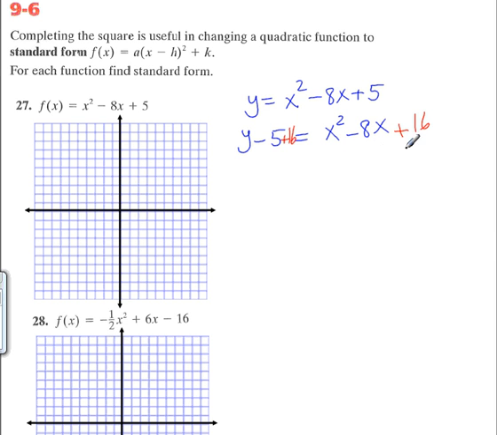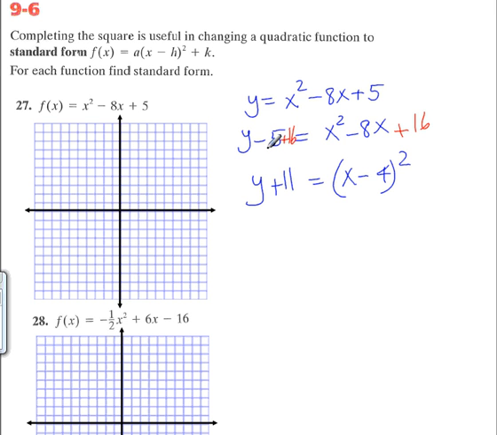So this is now a perfect square trinomial that gets factored into x minus 4 quantity squared. Remember, that's either half of b or the square root of this number. That's equal to y plus 11. That's just negative 5 plus 16.